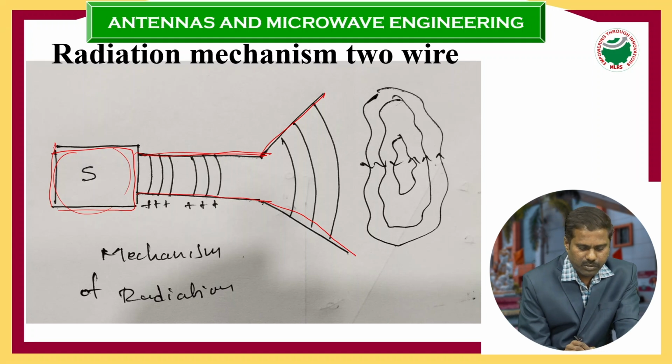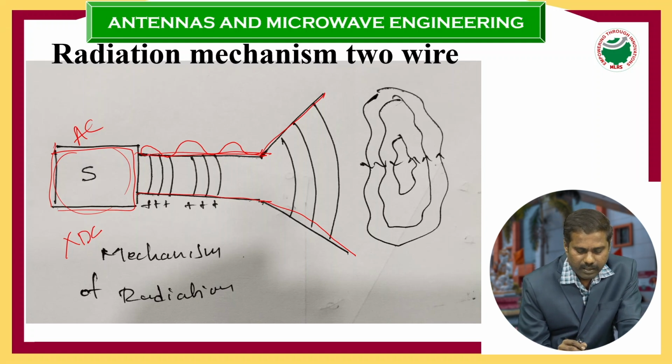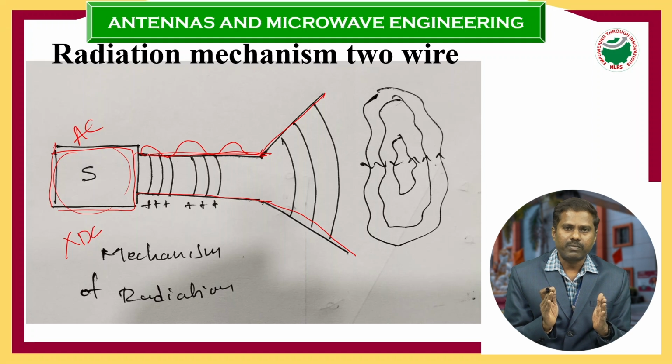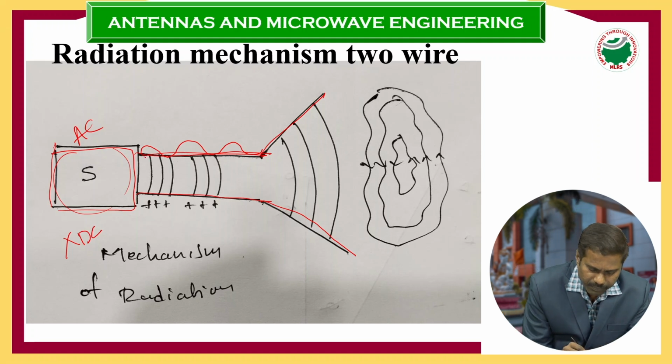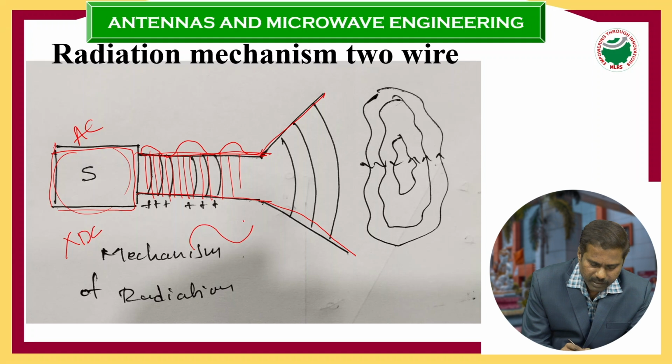radiator. When the source is given, we take only an AC signal, not a DC signal, because here I want a sinusoidal signal towards this transmission line, so that I get the positive side and negative side of the sinusoidal signal. Whenever the frequency of the sinusoidal signal is very high, the field lines between these two lines will be nearer. Whenever the signal is long, the field lines are somewhat farther apart.